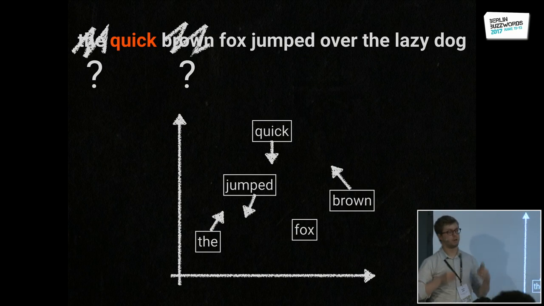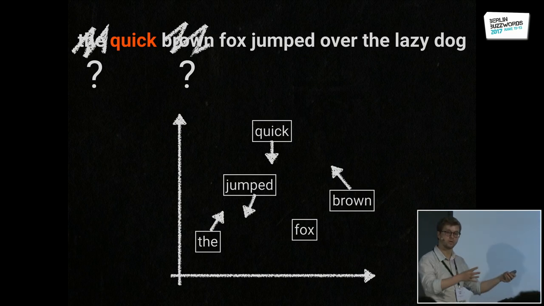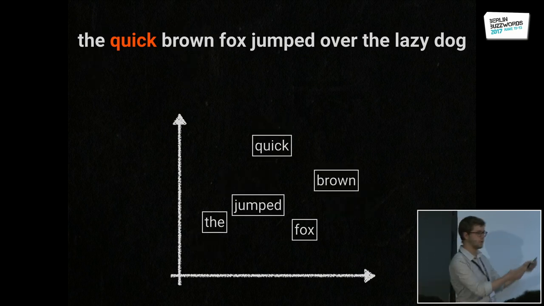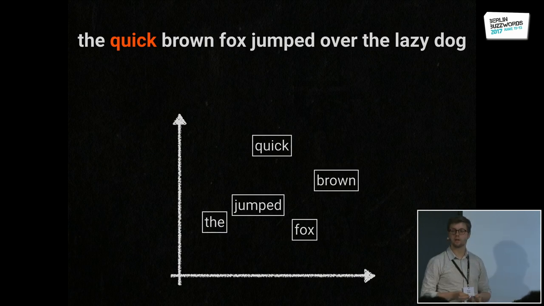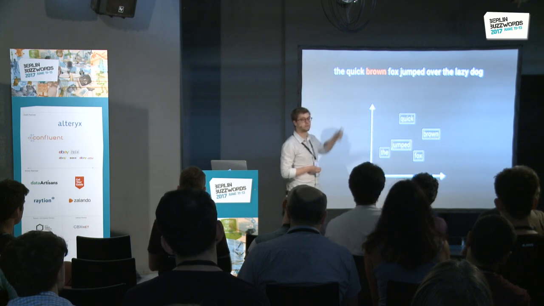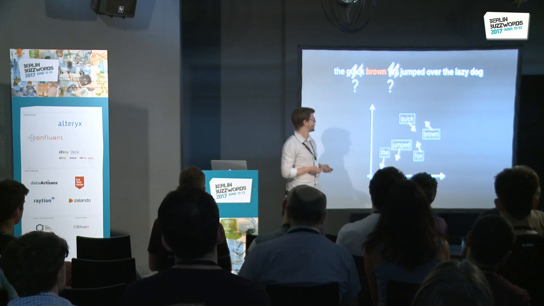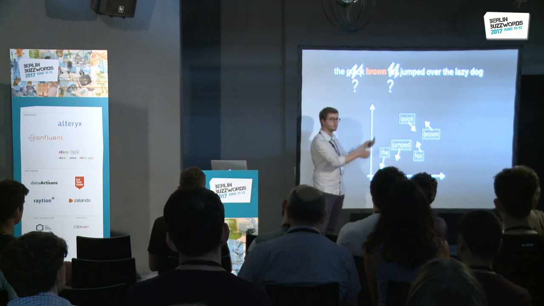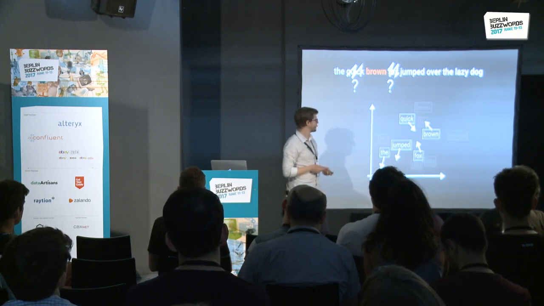So here we have a gradient, we know how to update our weights, and then we move the corresponding embeddings. Then we have done one step of the algorithm, and we move to the next step by selecting the next word, brown. We do the same thing, updating our weights, and so on and so on.